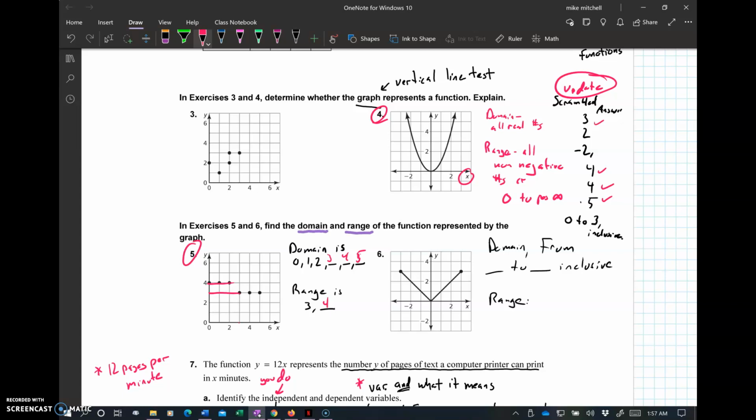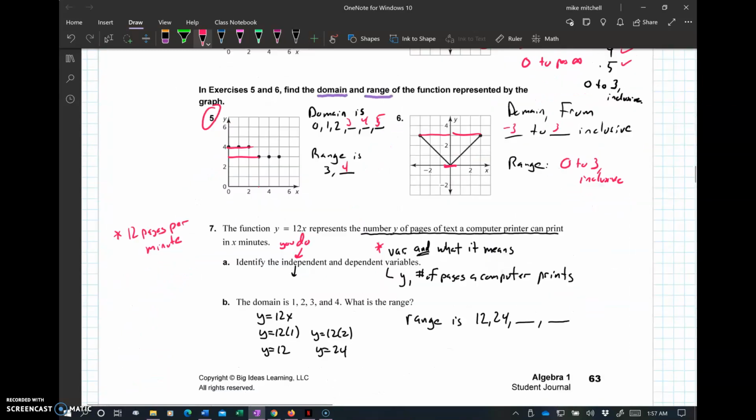So this one, my domain, again, x values. So I come down here, it's going from -3 to 3. I got the solid circle, so it includes those points, -3 to 3. The range, 0 up to 3. So that's 0 to 3. And the inclusive means that it includes the 0 and the 3 in those. Those are part of the set of answers.